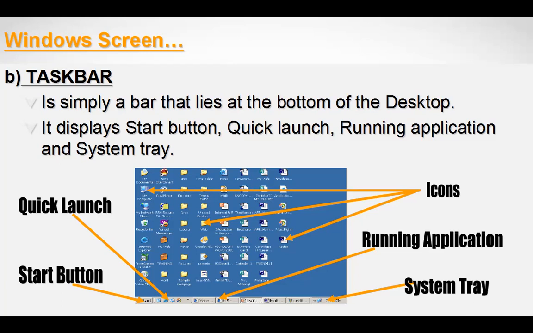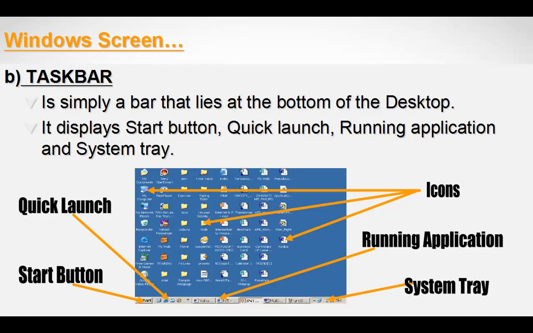As you can see in the diagram, there are a few icons. There is a display of all running applications. The system tray is right there, and then the start button also at the bottom, and also there's quick launch for various examples, like browsers such as Internet Explorer, Chrome, and Mozilla Firefox, or any of the others, which can be quickly launched from the taskbar.